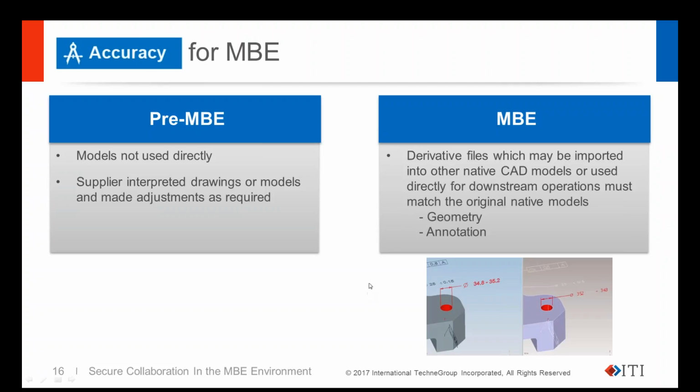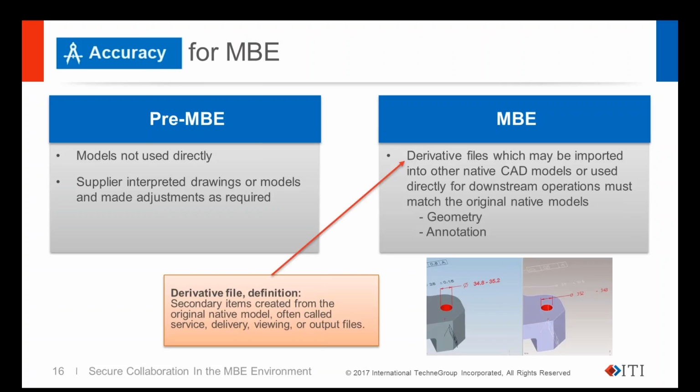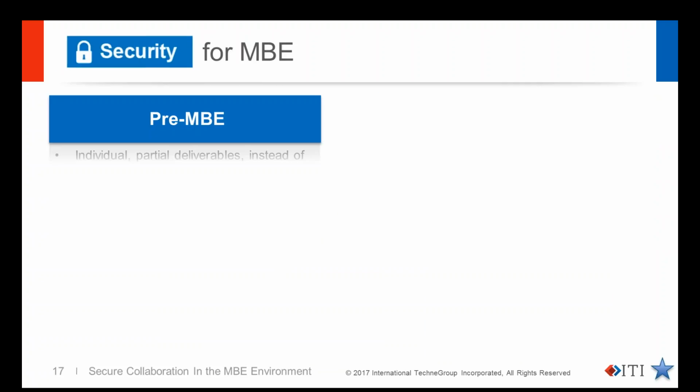Some of you have probably experienced this in the past. Suppliers may have gotten your drawing or model, and with those ambiguities we talked about, the supplier felt like they knew what you meant and just changed it. They may have discussed it with you. They may not. It may not have been what you really meant. You may end up with some problems downstream. So again, this gets into making sure that you don't have ambiguities and that any derivatives match that. So security is a big issue, and it becomes particularly more important in an MBE environment.